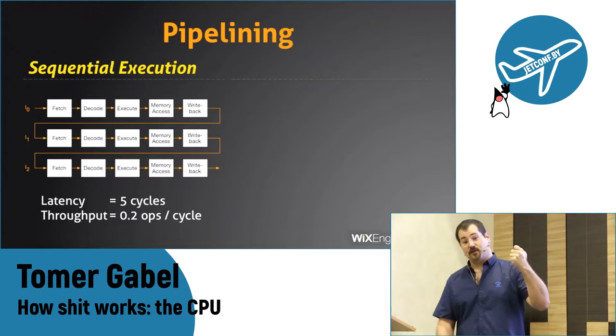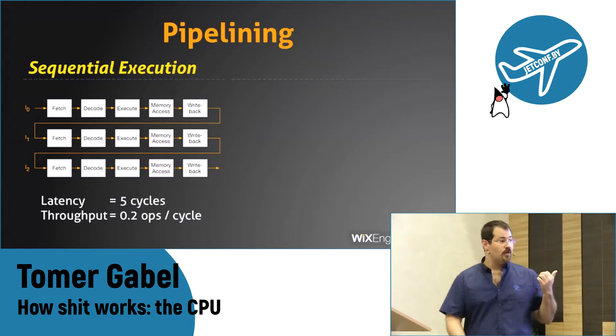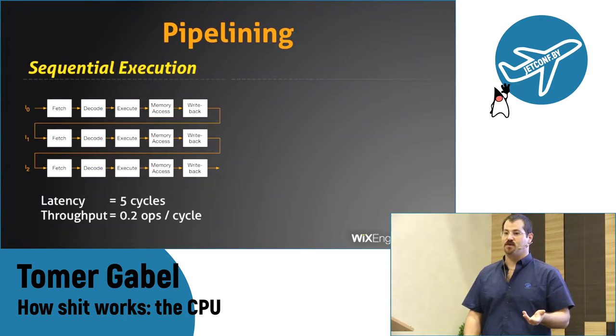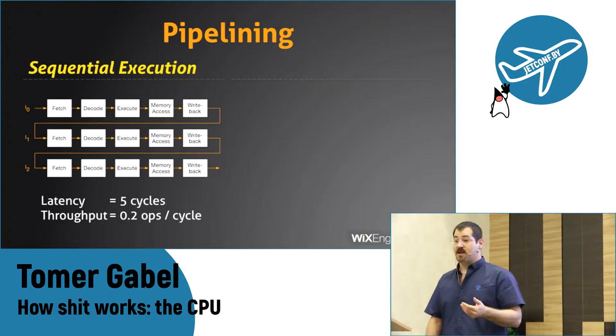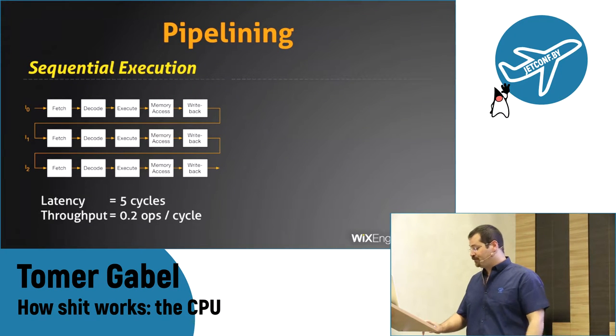And that thing is either to fetch the instruction, or decode it, or execute it, whatnot. So the throughput here is pretty low, right? We have 0.2 instructions per CPU cycle that we're actually executing. And old CPUs like the 8086 actually kind of had that mode of operation.